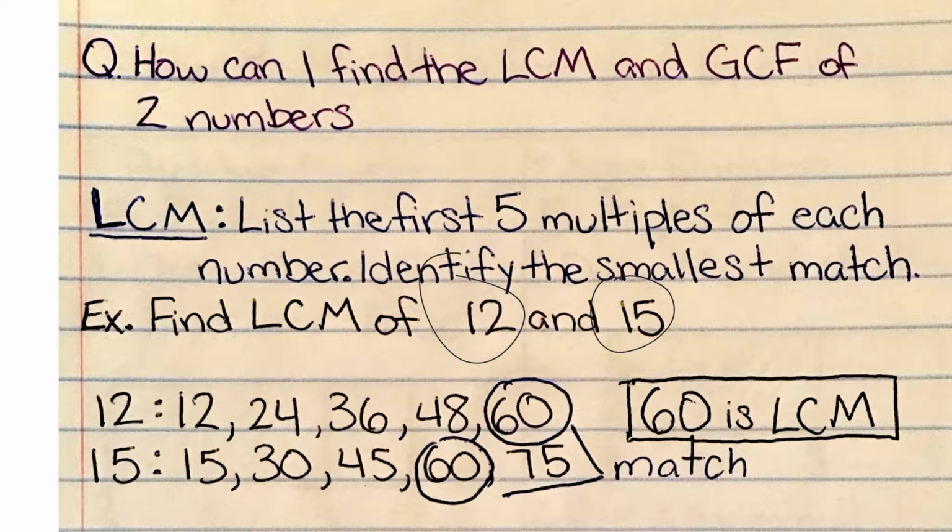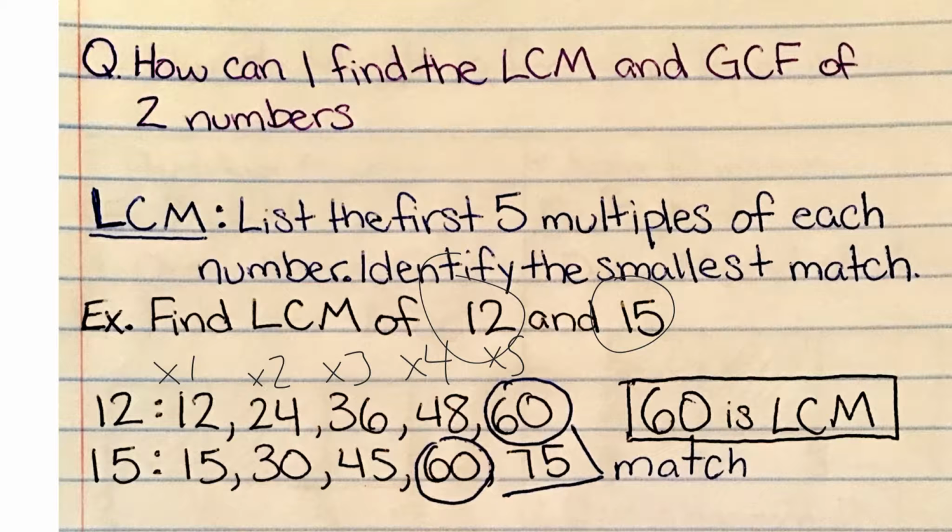Another way to think of it is to multiply our original number by whole numbers going in order. So you could say 12 times 1 is 12, times 2 is 24, times 3 is 36, times 4 is 48, and times 5 is 60. And the same thing for the 15. 15 times 1 is 15, 15 times 2 is 30, 15 times 3 is 45, 15 times 4 is 60, 15 times 5 is 75.